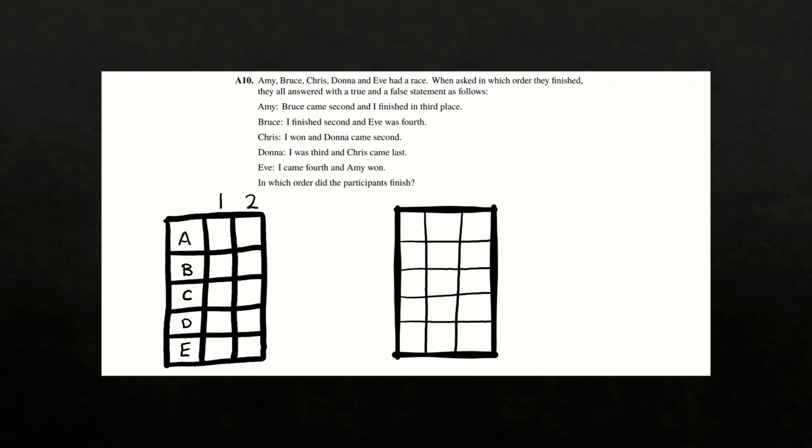Now if we have a look at the statements, we see that Amy and Bruce's first statements both match. So let's assume that they're both true and put a tick in both Amy's first column and Bruce's first column. This means that we know Bruce came second. This means that Amy must not have finished third and Eve cannot have finished fourth.